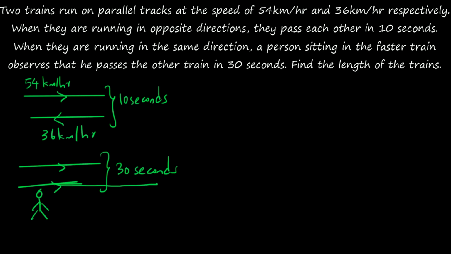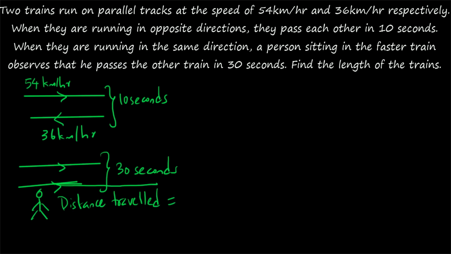So what will be the distance travelled here? A person is observing. There is a reference point. A person sitting in the faster train observing that he is crossing the second train in 30 seconds. So he has to cross the entire length of the second train. So here the distance travelled will be equal to the length of the second train. So that is the main point here.